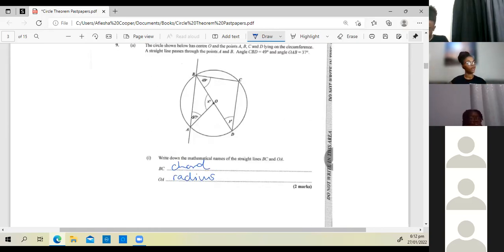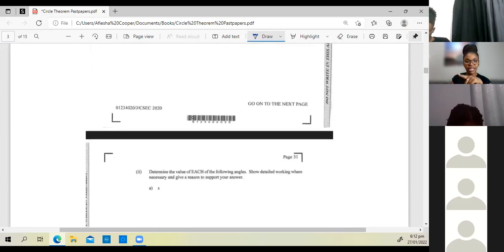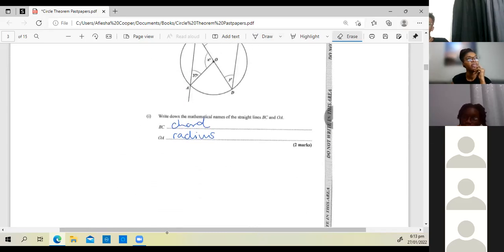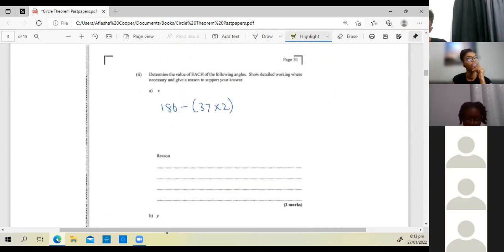How much is X? Come on. 3 marks. This question looks like 3 marks all over it. I got 104. How did you get that? 180 minus 37 plus 37, so 180 subtract 37 multiply by 2. Miss, I got 106. It's 106. So 37 by 2 is how much? 74.